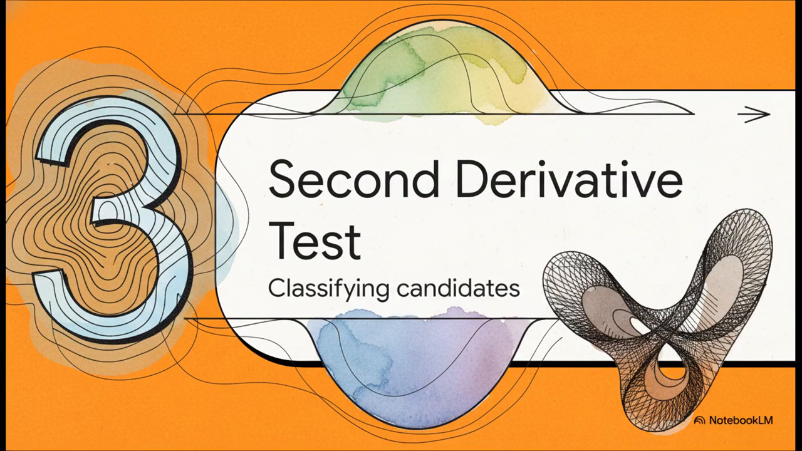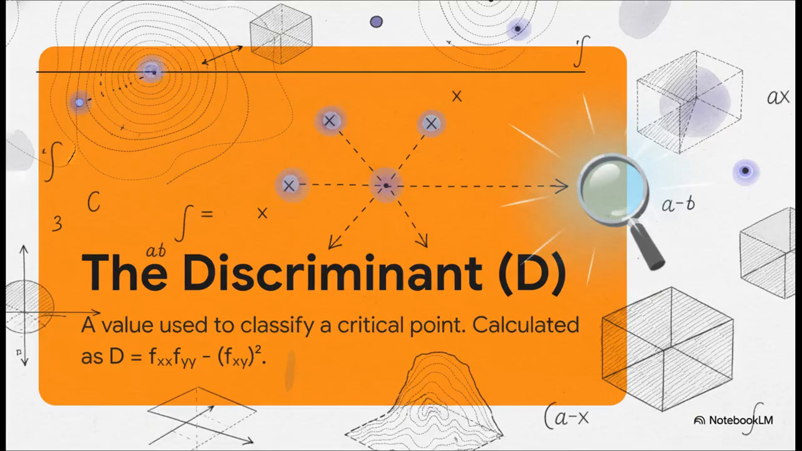All right, we've got our list of suspects, our critical points. But now we have to figure out what they are. Are they a hill, a valley, or one of those weird saddle points? To do that, we need to bring in the big guns, the second derivative test. The absolute key to this whole test is this one special value we calculate. We call it the discriminant, or just D for short. And this single number, cooked up from all the second partial derivatives, is going to tell us everything we need to know. It holds the secret.